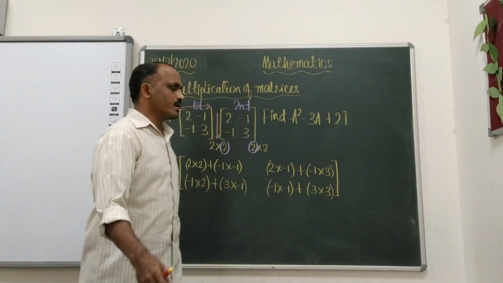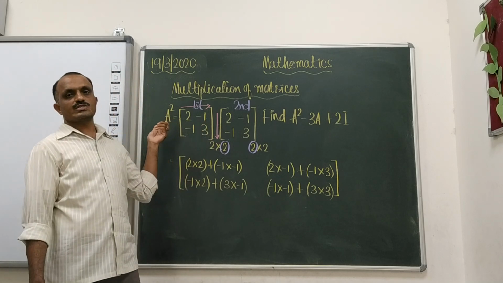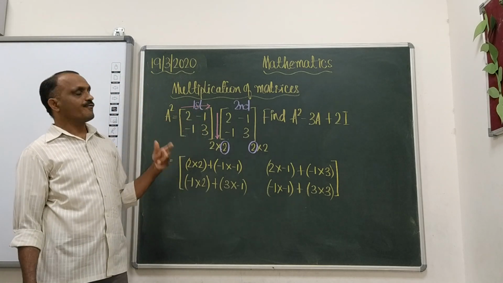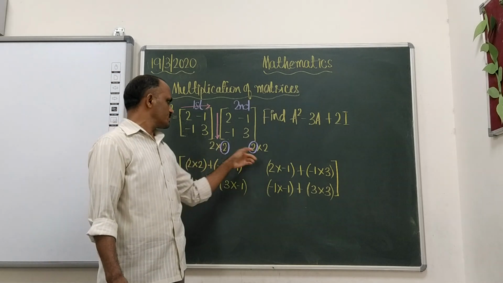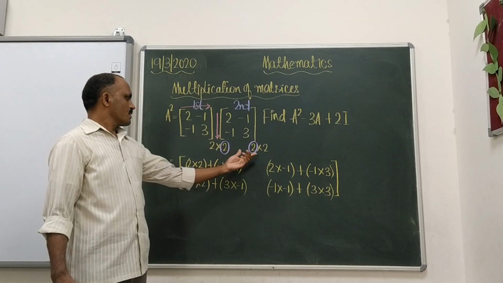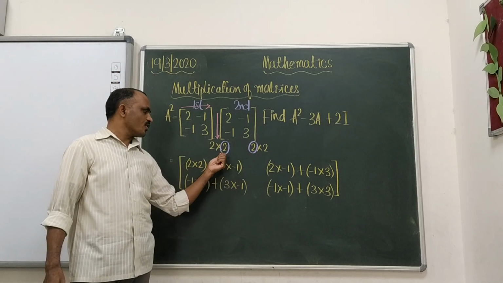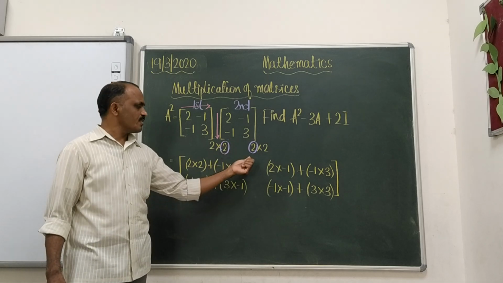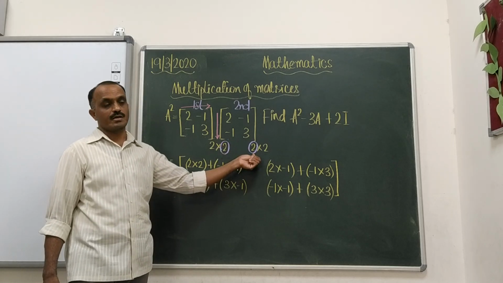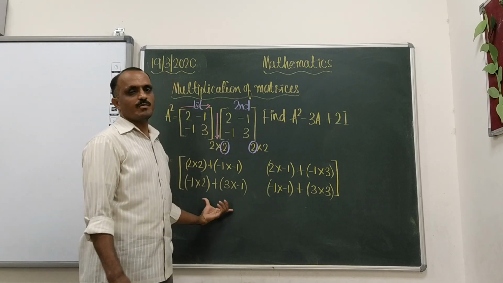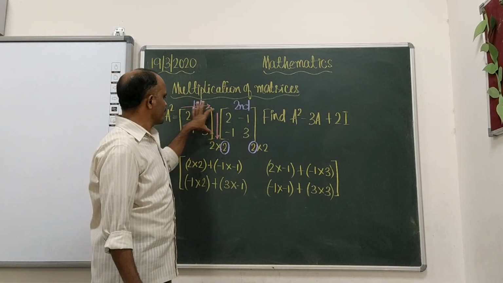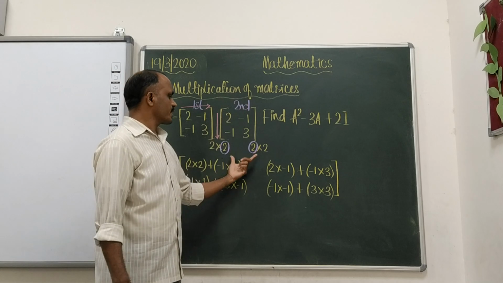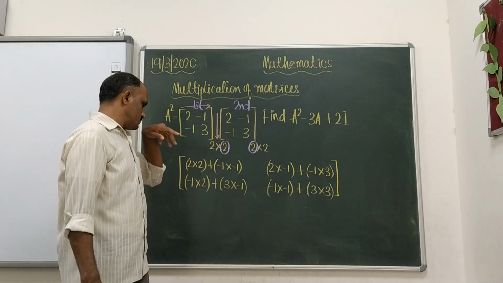Usually in algebra or in regular maths we say A square, or 2 into 2 will write 4. But in matrix we are following the number of columns and number of rows. If the number of columns in the first matrix is the same as the number of rows in the second matrix, then we are going to multiply the matrix by using the first matrix rows with the second matrix columns.